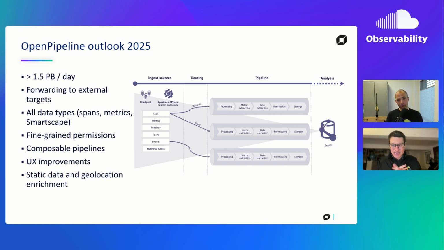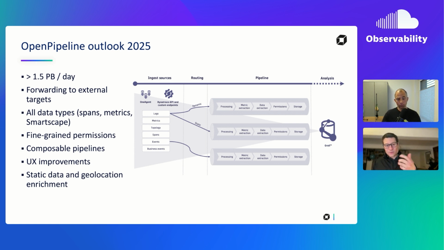Then forwarding to external targets, I think, is a really important feature. We have many customers that are in a migration situation or that have a specialized tool that they want to use for their data. So maybe a SIEM solution or something, or maybe a business solution. And so we want to ensure that customers can send all of the data that comes into Dynatrace also to another target and use it there.